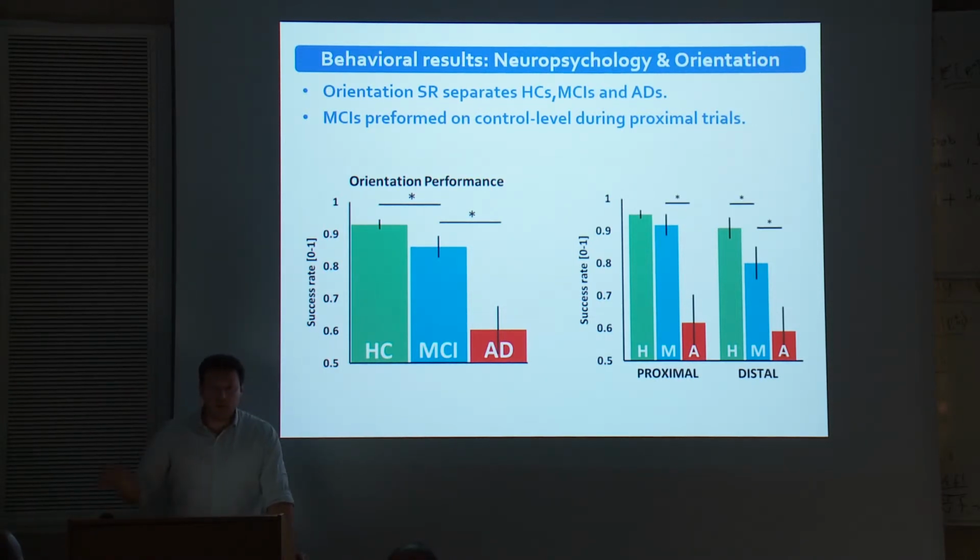That's one way of looking at it, but alternatively, we can think about this group of MCIs that for the proximal subset was able to compensate and perform on control level and essentially produce control level performances. So this is very interesting. They're able to somehow compensate for their initial brain pathology.